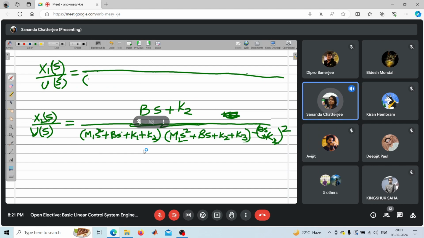the denominator will be same as the previous one, only in numerator it will be m2 s square plus bs plus k2 plus k3. Okay, the numerator will be only different, denominator will be same.